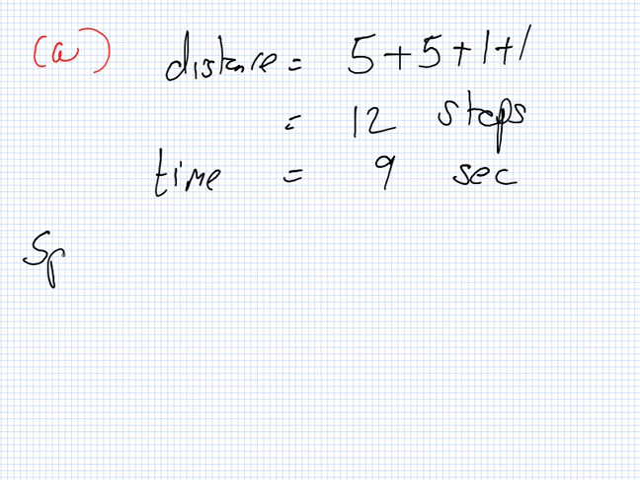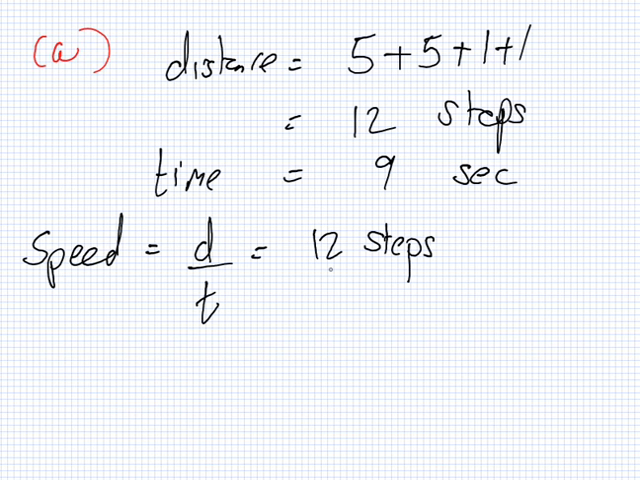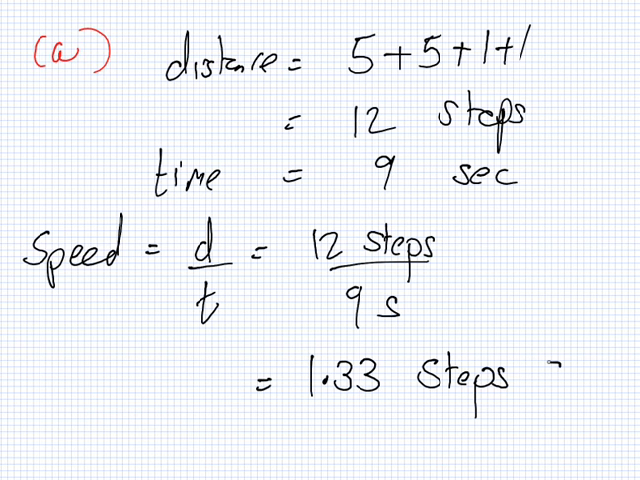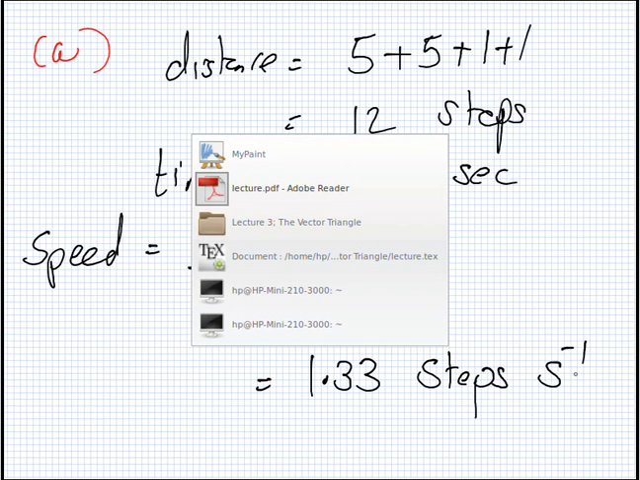So the speed is the distance over the time, which is 12 steps over 9 seconds, which is 1.33 steps per second. Okay, not 4 over 3. Yeah, that's fine. So that's his speed. He walks at 1.33 steps per second. That's his speed. Okay? Next question.